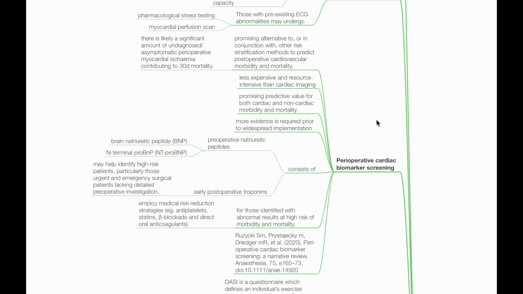It provides promising predictive value for both cardiac and non-cardiac morbidity and mortality. However, more evidence is required prior to widespread implementation. Cardiac biomarker screening includes pre-op natriuretic peptides such as BNP and NT-proBNP, and early post-op troponins. For those identified with abnormal results at high risk of morbidity and mortality, employ medical risk reduction strategies such as antiplatelets, statins, beta blockers, and oral anticoagulants.